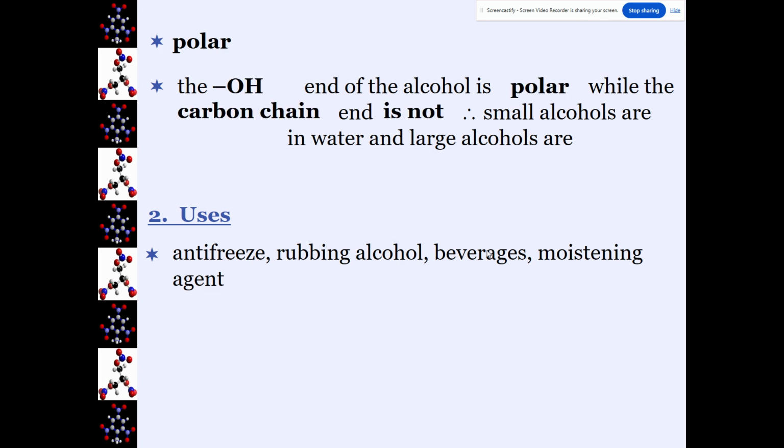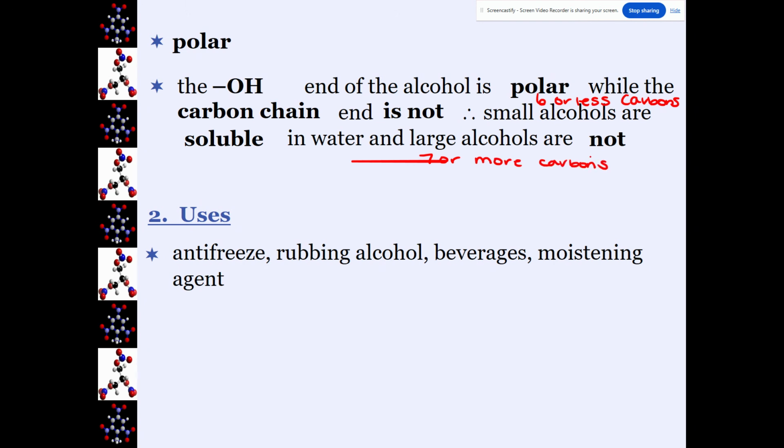Solubility actually depends on their length. Okay. The hydroxyl functional group is polar, while the rest of the carbon chain is not. So small alcohols will be soluble. This is when they have 6 or less carbons. They are going to be soluble, whereas 7 carbons or more are non-soluble.